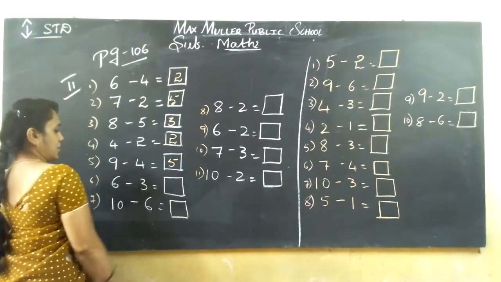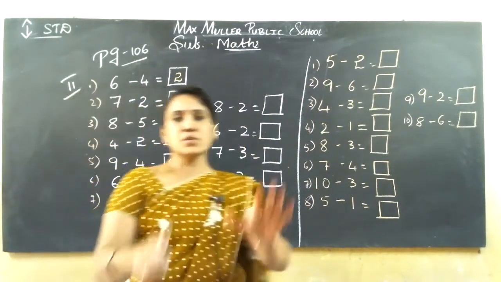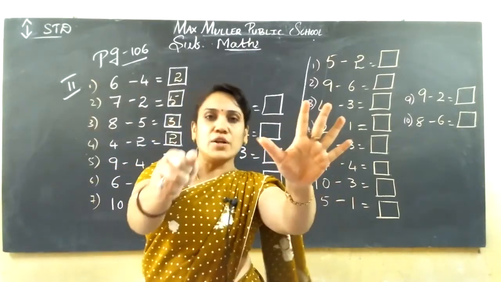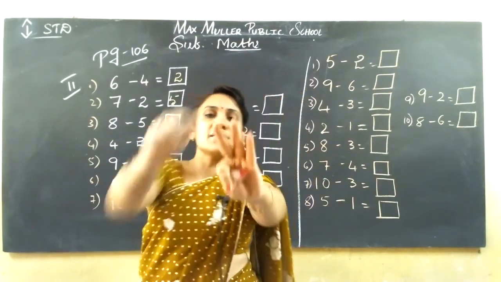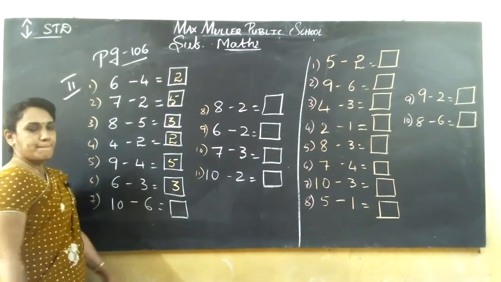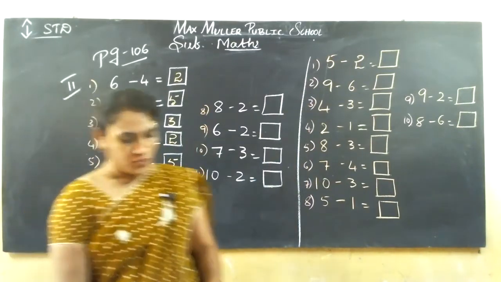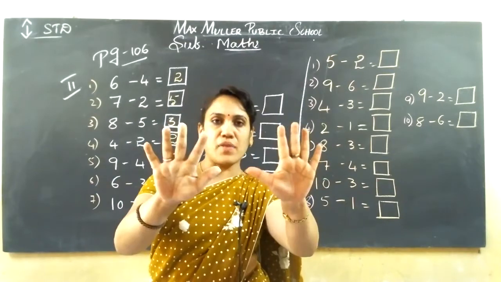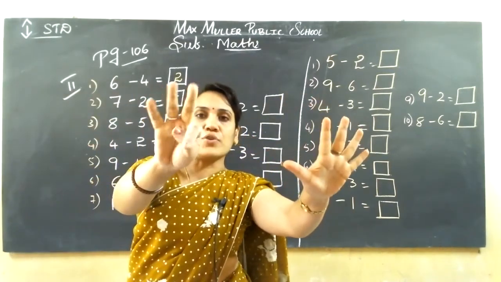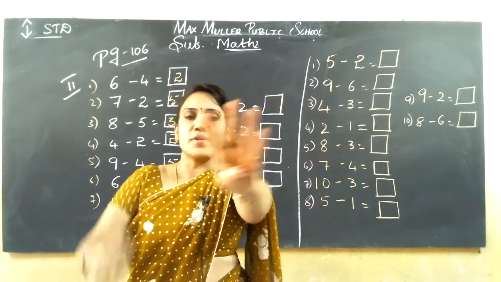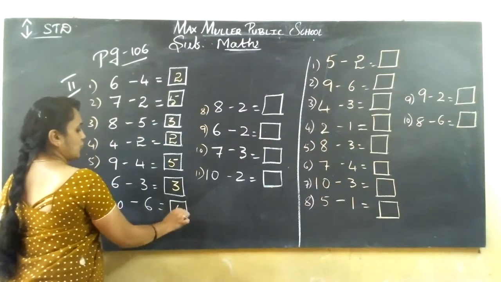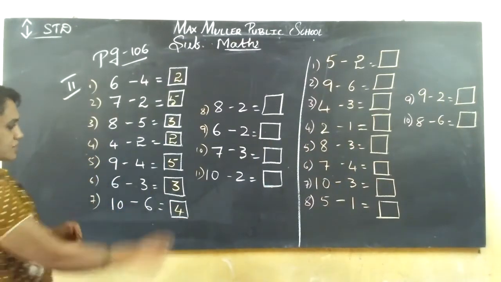Understand? Next, keep 6 fingers. Fold how many? 3. 1, 2, 3. How many balance? 1, 2, 3 balance. Right. Okay. Next, 10. Fold how many? 6 fingers fold. 1, 2, 3, 4, 5. 6 fingers fold. What's the balance? 1, 2, 3, 4 balance. Right, 4. Okay.